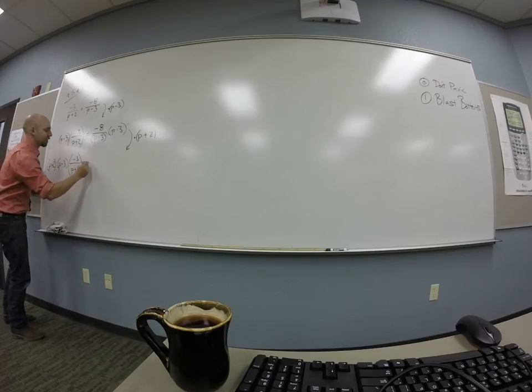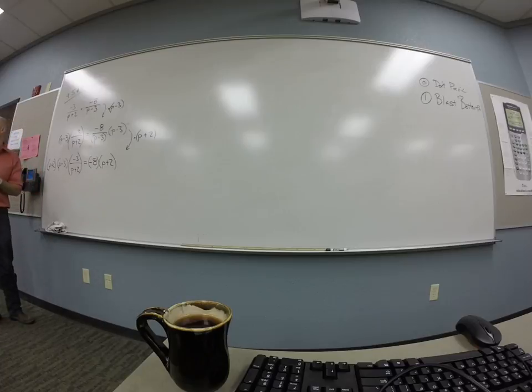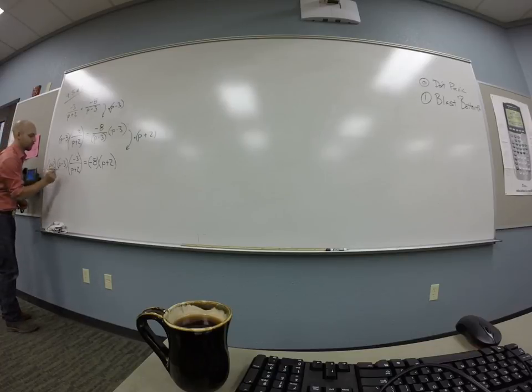Do not make the mistake of foiling this out. Why wouldn't you foil this out? Because something's going to cancel. If you foil it out, you won't see it. So what's going to cancel here? These p plus 2s.